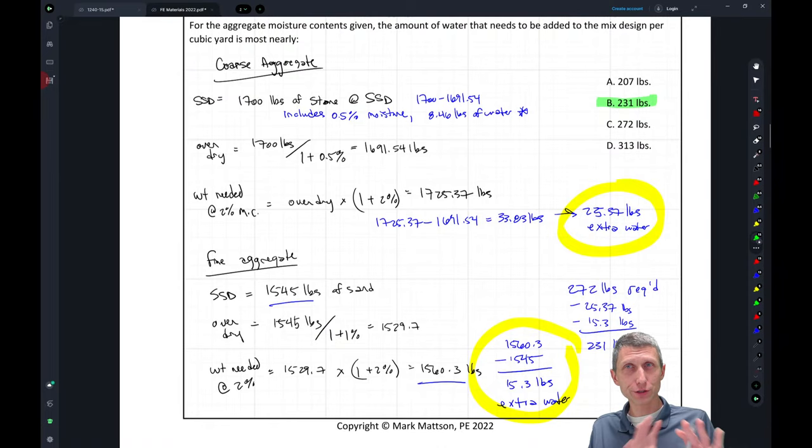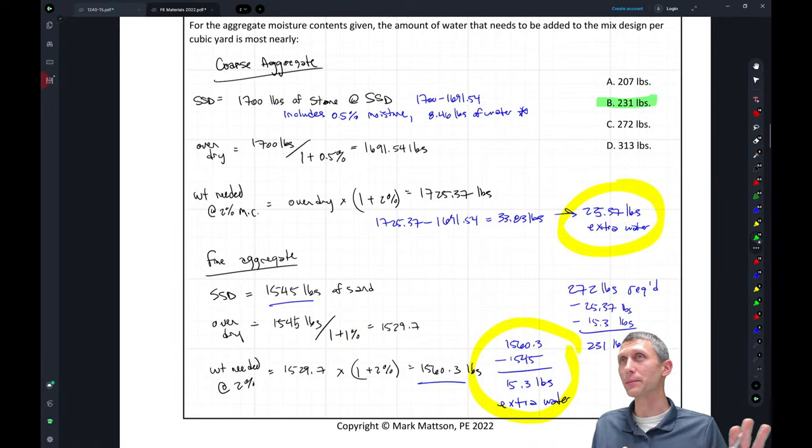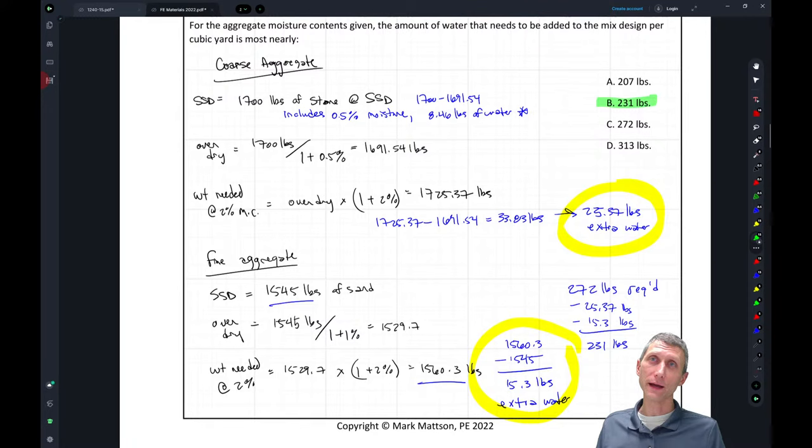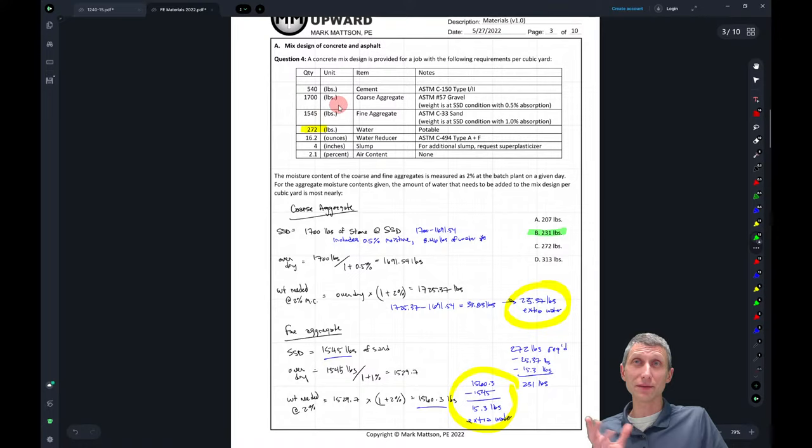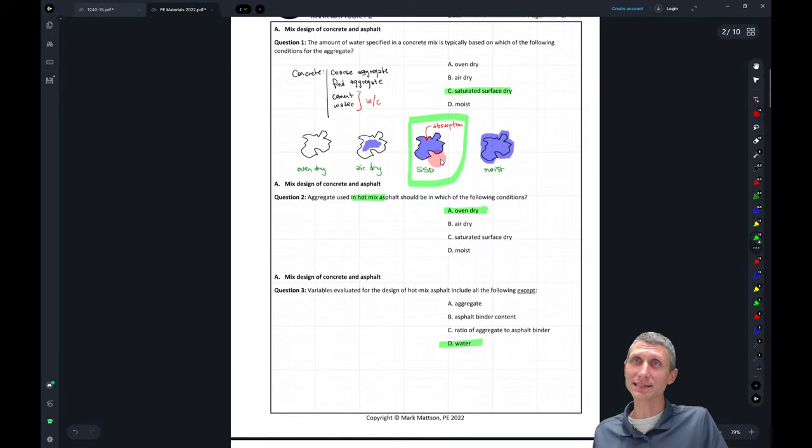So that's kind of a longish problem, but I probably talked way more about it. I think there's a sample like this in some of the FE sample problems that NCEES actually publishes. They do it a little bit differently. In that question, you can go look it up. They do a question where, instead of SSD weights, they give you oven dry weights. It makes the question a little bit easier, but I just wanted to go through this and talk through these ideas here with oven dry, air dry, SSD, and moist conditions.